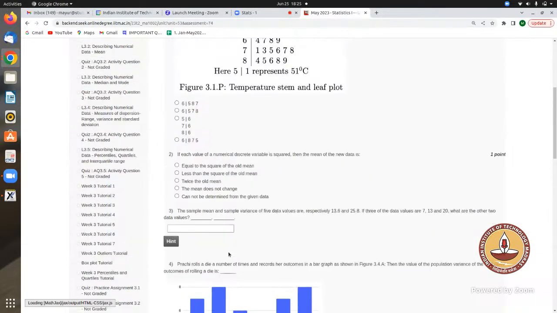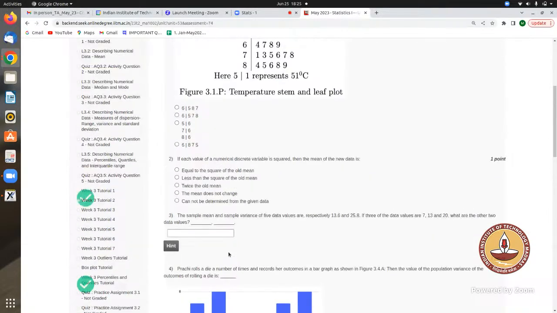Question 2. Is this the same question or do you have a different question there? I captured the screenshot, so can I read it out? That is fine.